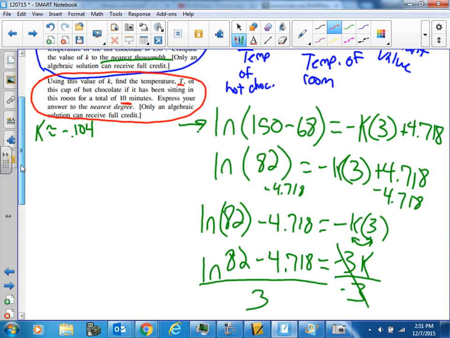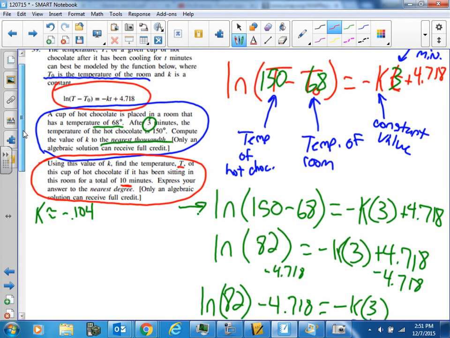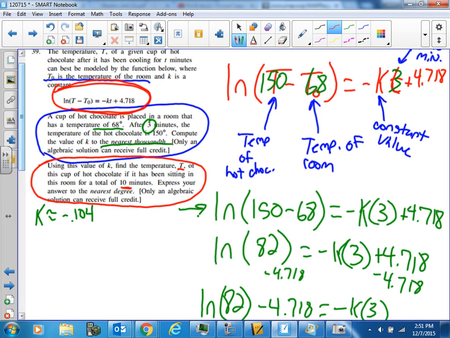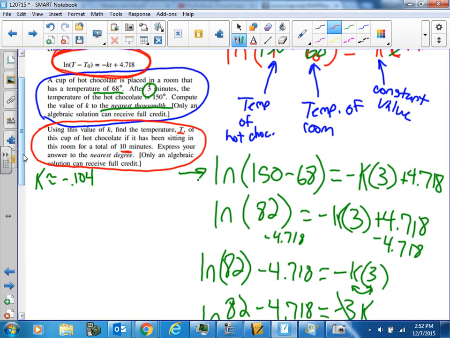All right, so let's go back to our equation here that I had circled in red. I'll just rewrite it down here. Natural log of big T, which stands for temperature of the hot chocolate, minus T sub O, which is the temperature of the room, equals negative K, which we now have K, times T, which is number of minutes, plus 4.718.